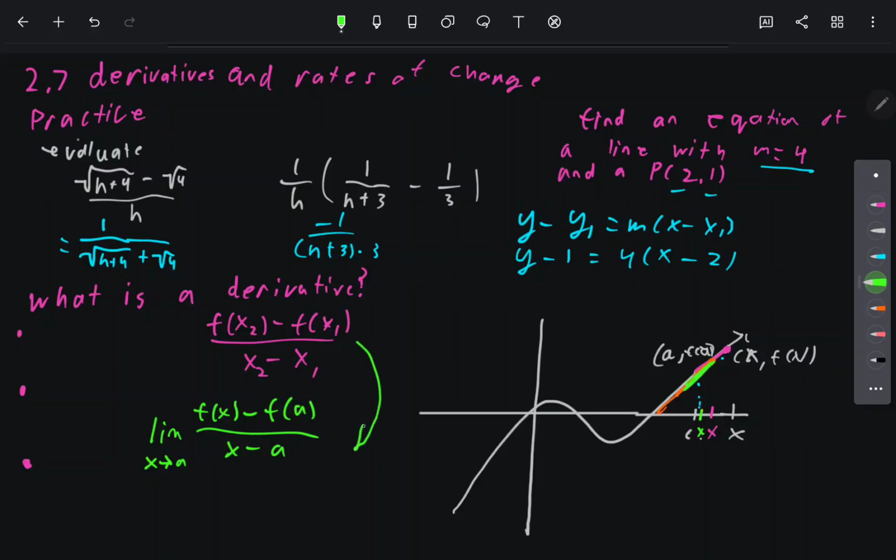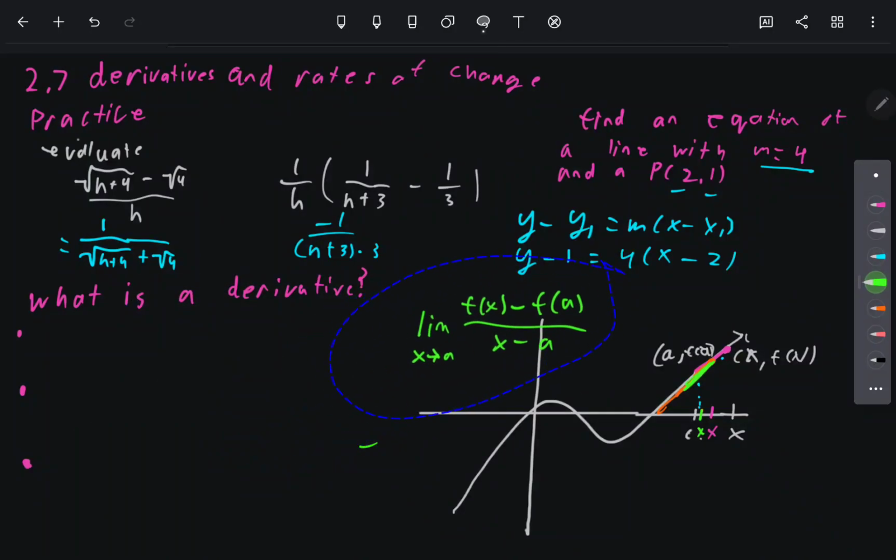You can see the parallels between these two. And, in fact, all you have to do is slap a limit out front, and a secant line can become a tangent line. So what does a derivative actually do? Let's go over that now. Let's clear out this stuff.